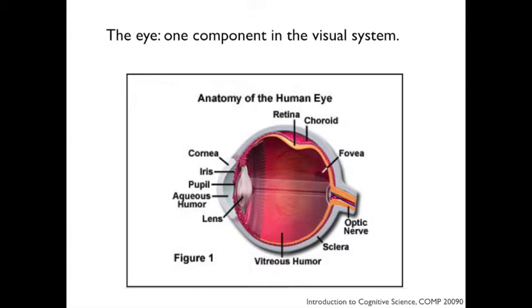And we get a very different kind of receptor out here in the periphery. There we get something called a rod, which is sensitive to light and dark, but not to color, and is sensitive to movement. The cones in the fovea require decent illumination. The rods in the periphery are very sensitive even in very low lighting conditions.